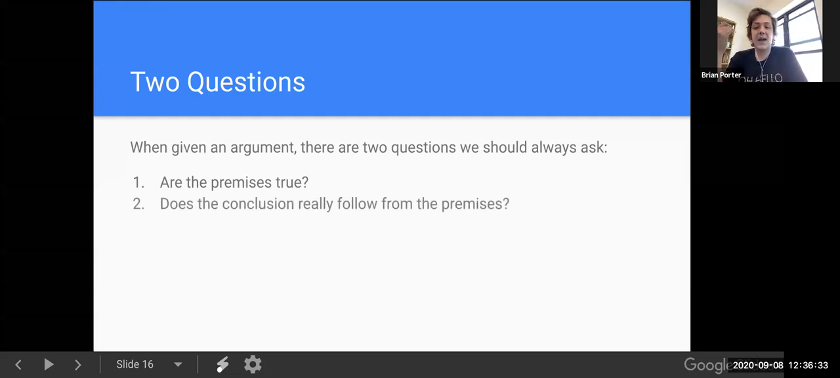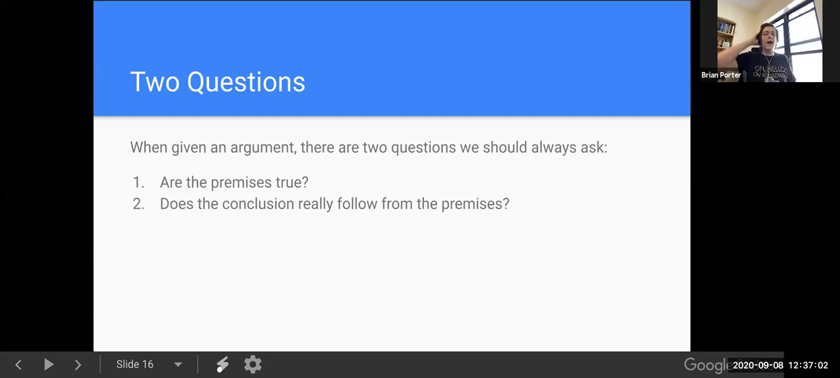The other question we should ask is, does the conclusion really follow from the premises? Meaning, does the conclusion necessarily follow from the premises? In the sense that if the premises are true, then the conclusion must be true. That's what it means for the conclusion to follow from the premises. If the premises are true, then the conclusion must be true.